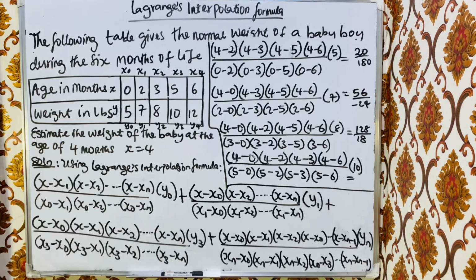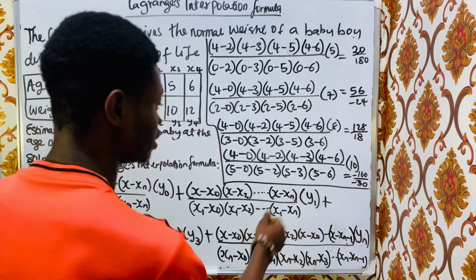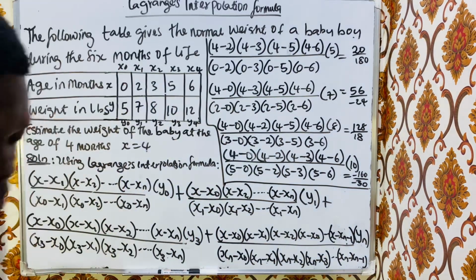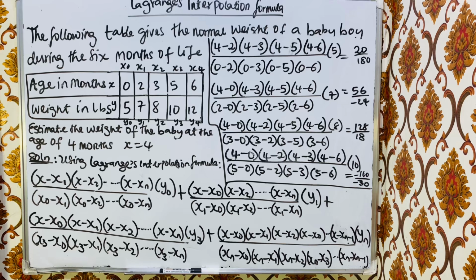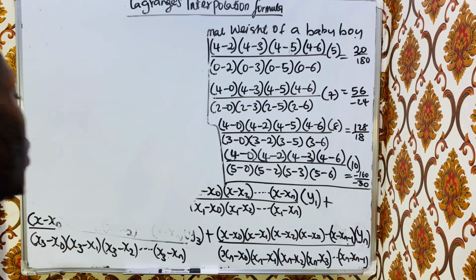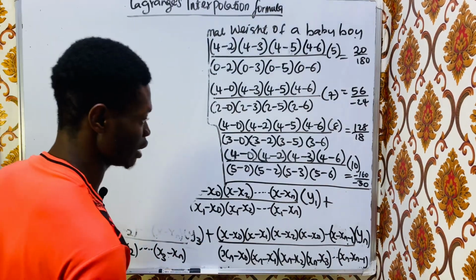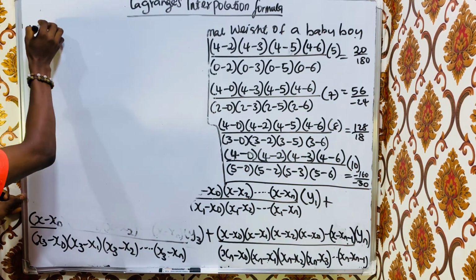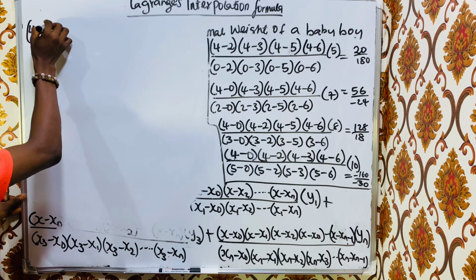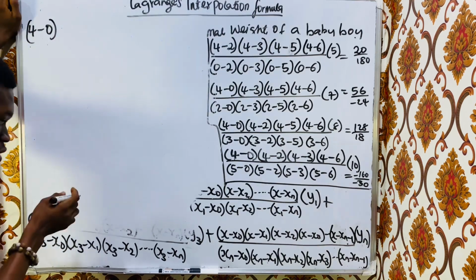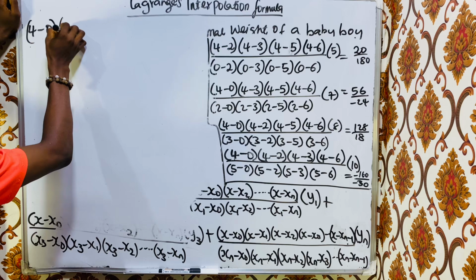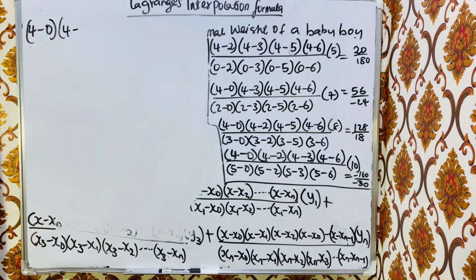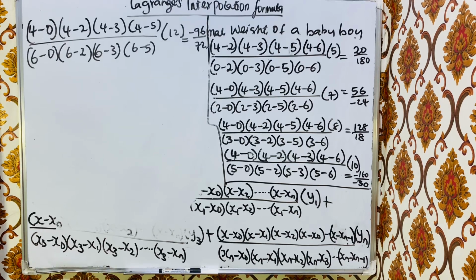Let me punch it. So this is the value you are going to get, minus 160 over minus 30. So let me clean this side. So we are going to go for the last one. It will be x minus x naught, so 4 minus x naught, which is 0 now. I think x naught is 0. Then x, which is 4, minus x1. I can't remember all these things again. Let me just put it down. So these are the values.